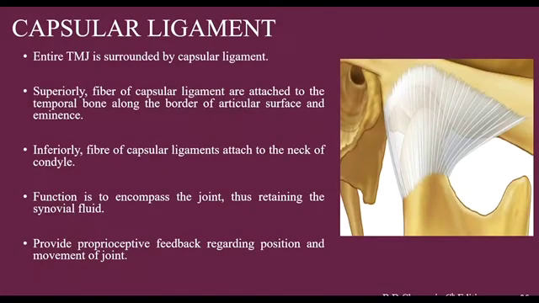Capsular ligament: the entire TMJ is surrounded by the capsular ligament. Superiorly, the fibers of the capsular ligament are attached to the temporal bone along the border of the articular surface and articular eminence. Inferiorly, the fibers of the capsular ligament are attached to the neck of the condyle. The function of the capsular ligament is to encompass the entire joint, thus retaining the synovial fluid. It also provides proprioceptive feedback regarding position and movement of the joint.